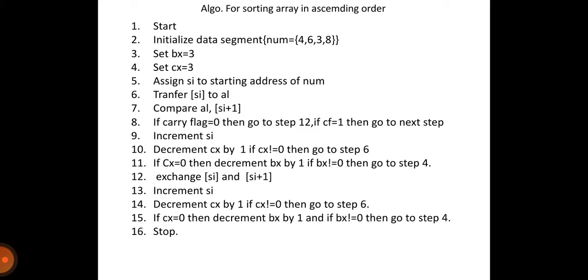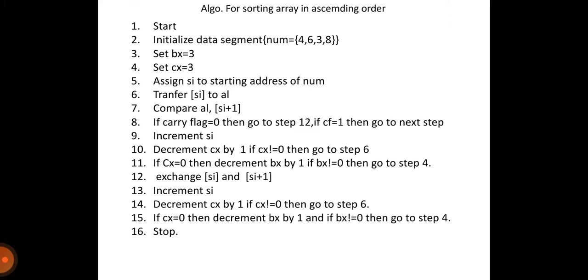So as you can see, step number 8, if carry flag is 0, then go to step number 12. What is that step? Step number 12 is for exchanging those elements with each other and incrementing SI, decrementing Cx by 1. If Cx is not 0, then go to step number what? 6.